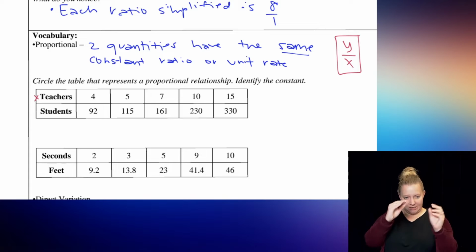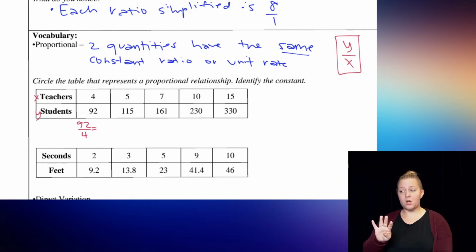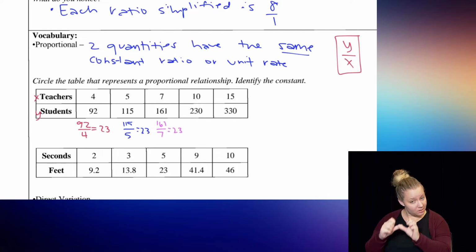Teachers is going to be our X value. Students is going to be our Y value. So therefore, we are taking 92 divided by 4 in this instance. When we do that, it looks like we get 23. Then when I do that again for the next value, 115 divided by 5, it looks like I still have 23. For all of these numbers, you need to go ahead and check every single one of them. So when I do 161 divided by 7, I still, in fact, have 23.